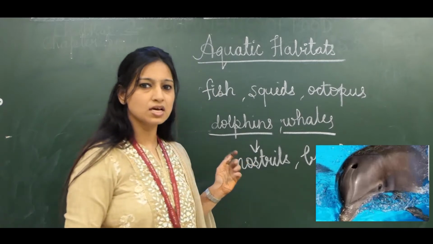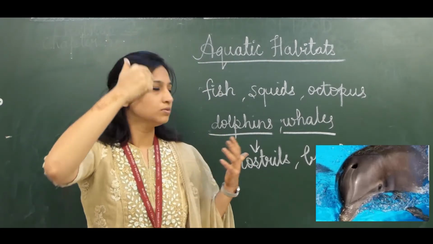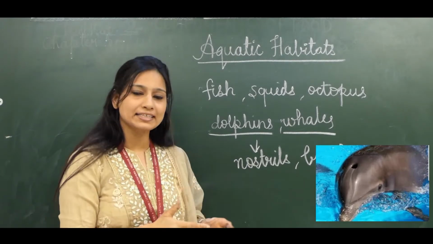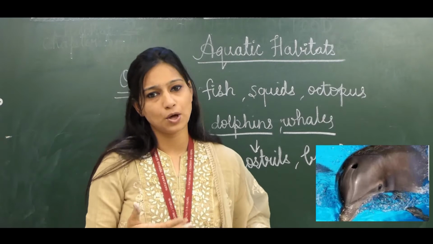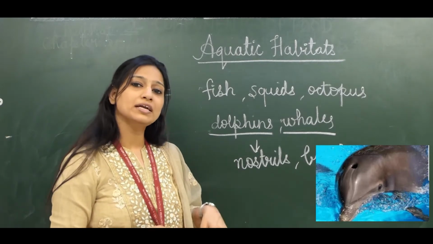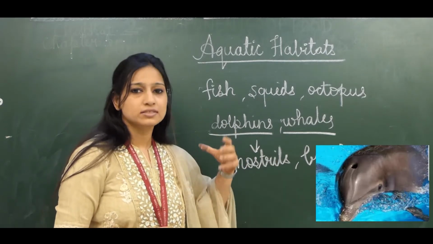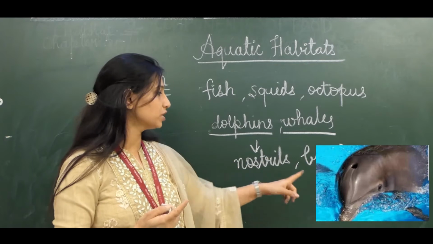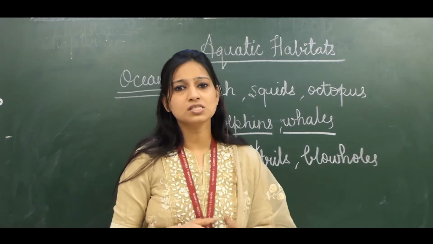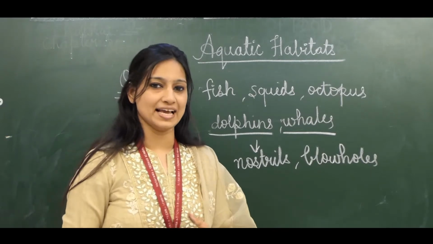Here you can see a hole in the middle of the dolphin. So the dolphin comes to the surface to breathe, and inside the water it can live for a longer time without breathing. When it has to breathe, it again comes up and exchanges the air with the surroundings through the blowholes or the nostrils. So these are the adaptations in the ocean. Let's see something about the ponds and lakes next.